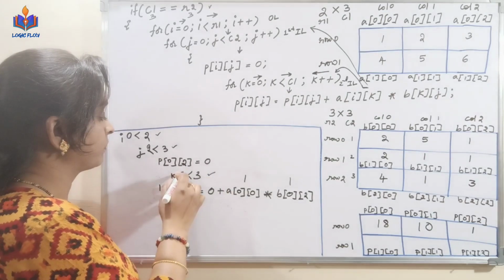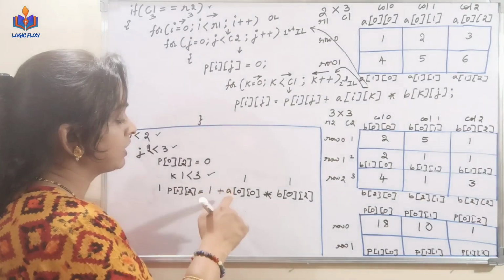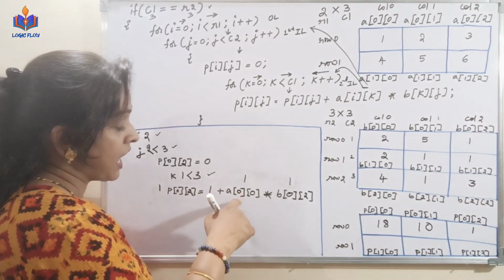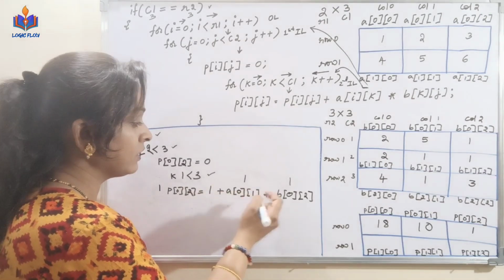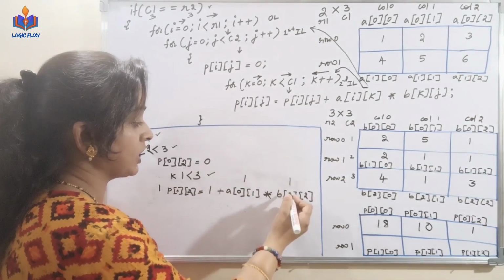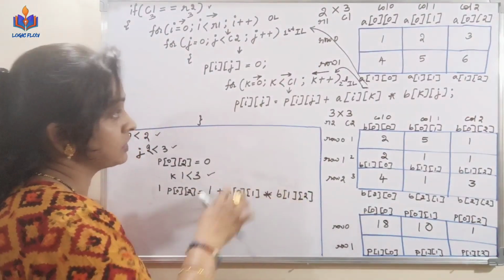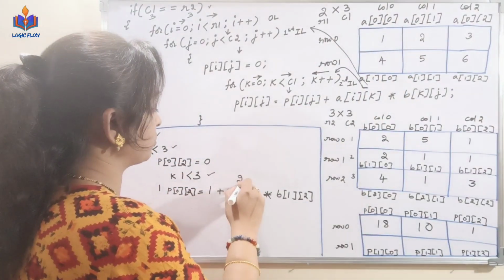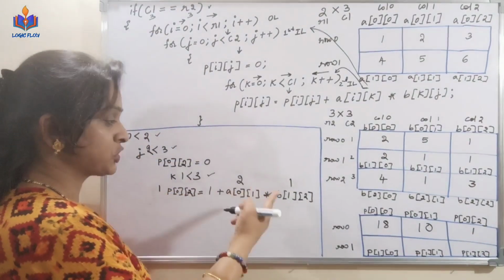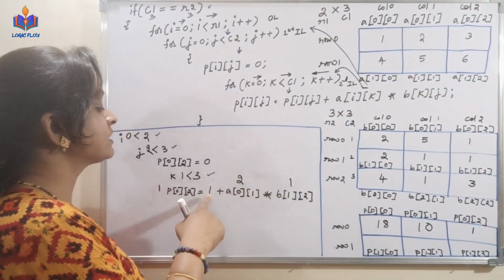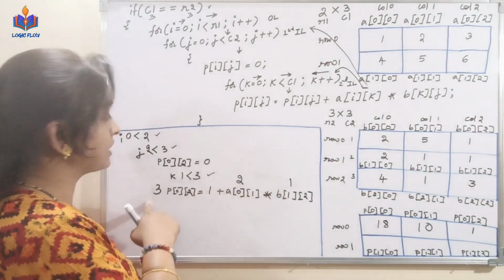Again K gets increased. We are still in the loop. 1, yes, condition true. Ij is 1 plus A of Ik, I is 0 itself, K is changed to 1, B of Kj, K is 1, J is 2. So let me get the values. 0, 1 means the next one, it is 2, into B of 1, 2. This one, it is 1. 2 into 1 is 2. 2 plus 1 is 3. So I am going to get 3 here.